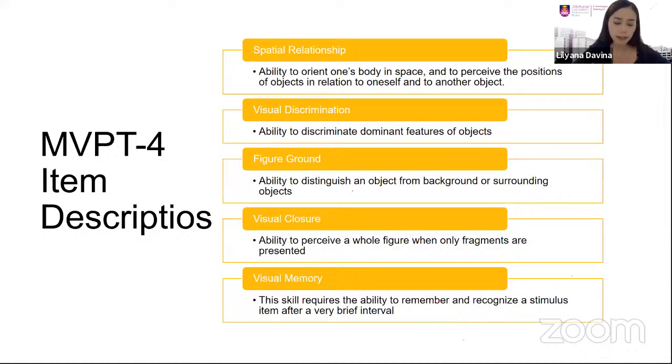Okay, and then secondly, visual discrimination. It is an ability to discriminate dominant features of objects. Okay, ianya adalah keupayaan kita untuk membezakan kedudukan, bentuk, warna dan huruf. Contohnya boleh kita lihat dalam aktiviti yang macam find differences in the picture.